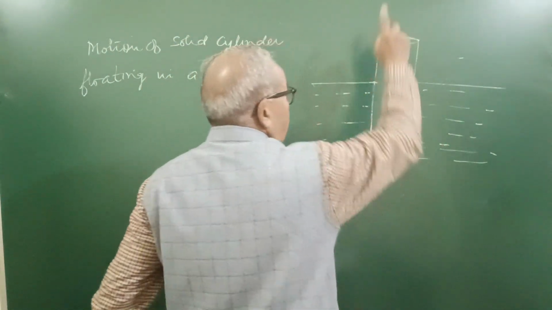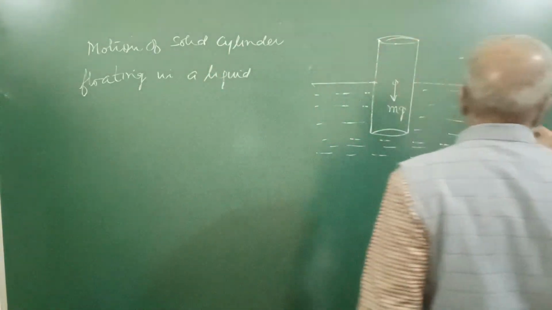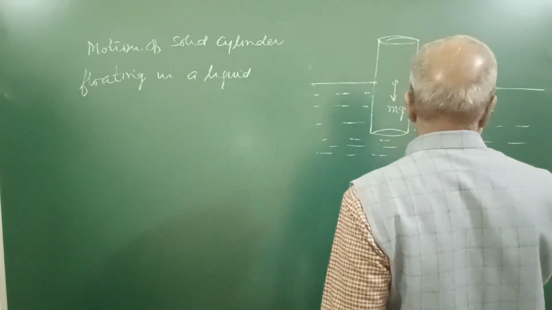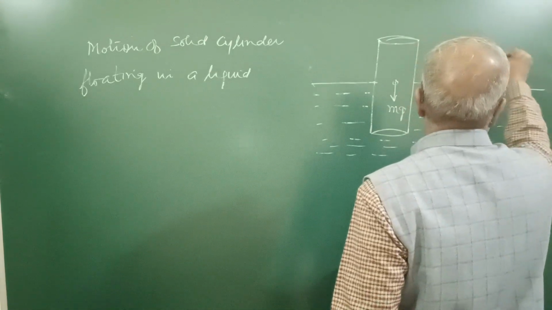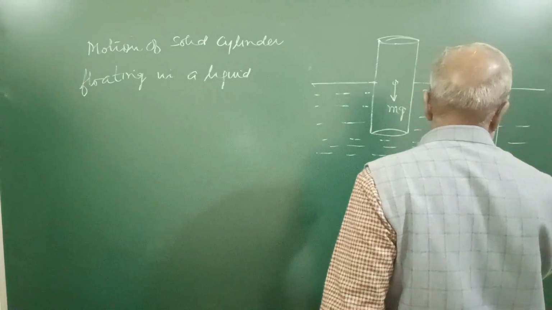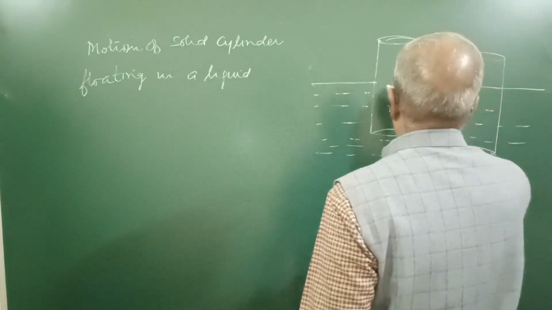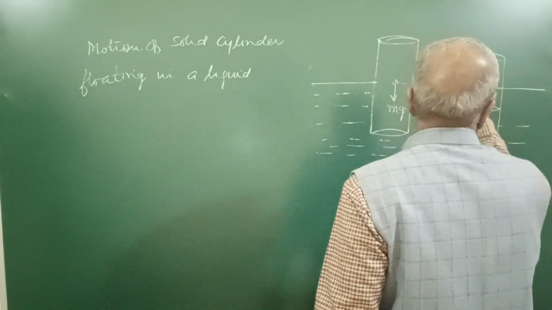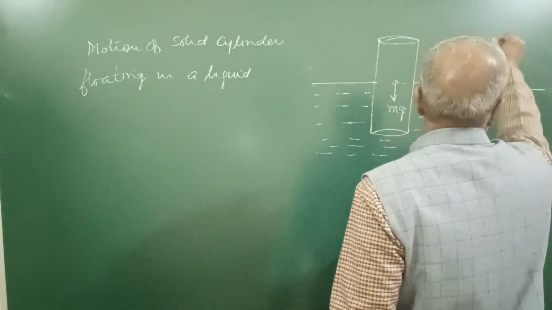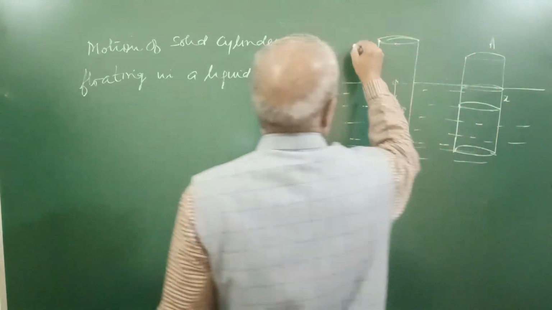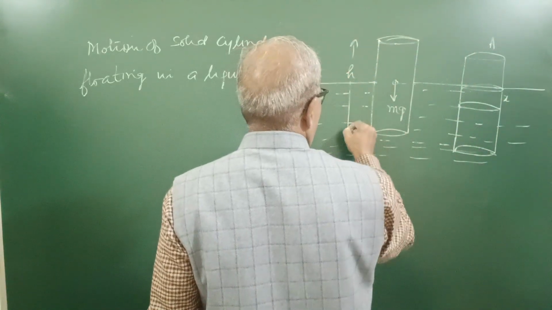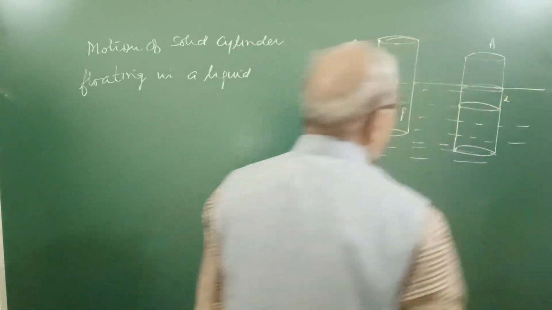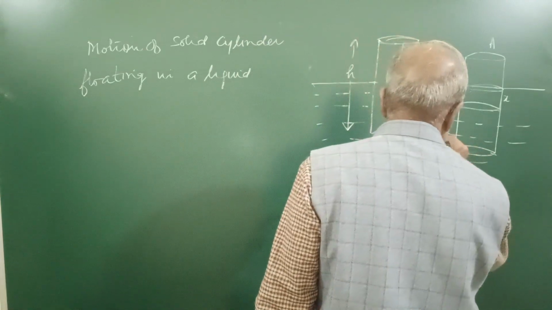Now, if we press this gently and release, then at an instant it may go down by distance x. So it was here, and the position has now come here. So the weight of this liquid displaced is height times area A. Let the height of the cylinder be capital H, and this is x displacement at an instant, and this also will be x.